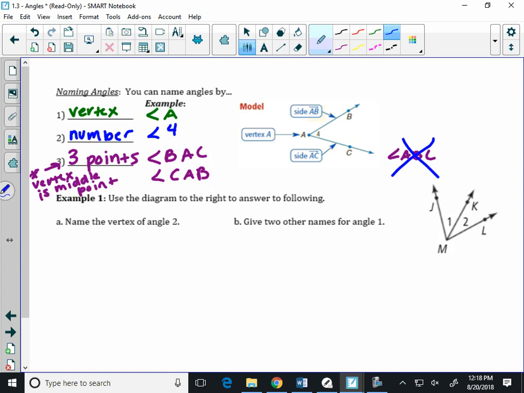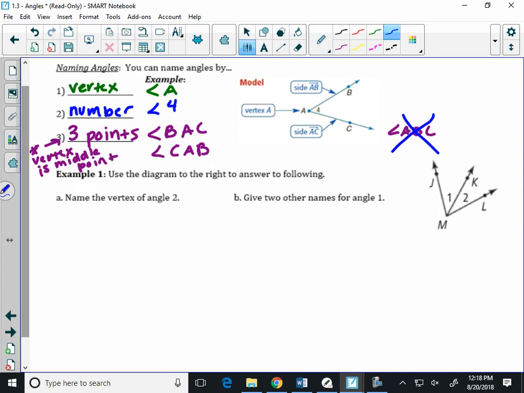All right, let's start naming some angles. So this first example, we're going to use this diagram right here. What's the vertex of angle 2? Point M. You can just write M. I like to write point M, but I'm not picky with that. Point M or just M. And again, in my highlight, it says angle 2.